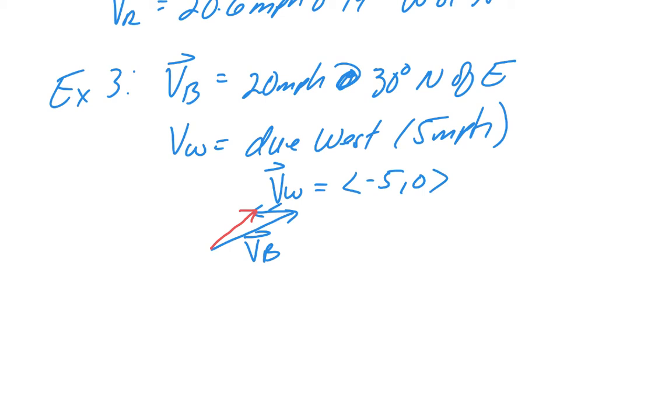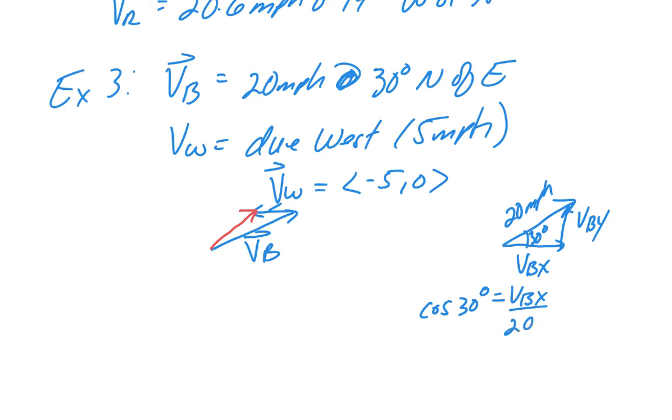The velocity of the boat, I've got to do a little bit of trig work. So I'm going to draw another vector over here just to help me out, and I'm going to label that my 20 miles per hour. This is the velocity of the boat in the x direction, and this is the velocity of the boat in the y direction. And I know this angle right here is 30 degrees. So I can use my trig. I want to find the velocity of the boat in the x direction, so I'm going to use cosine of 30 degrees equals the velocity of the boat in the x direction over 20. And then the sine of 30 degrees is going to be the velocity of the boat in the y direction divided by that 20 miles per hour.